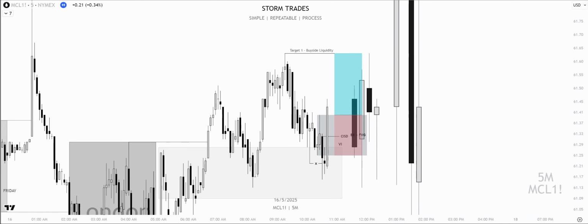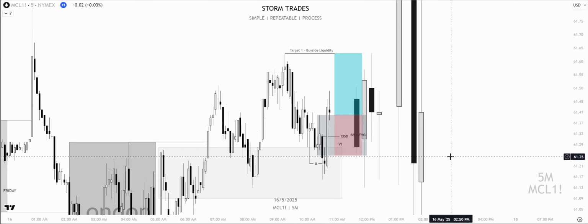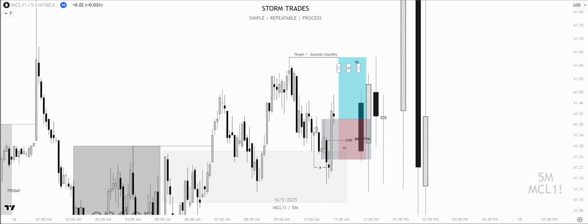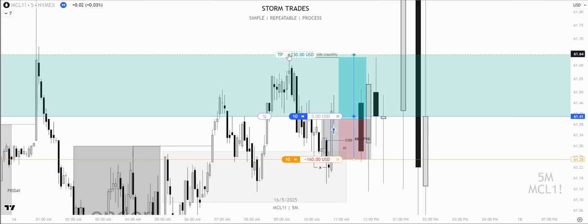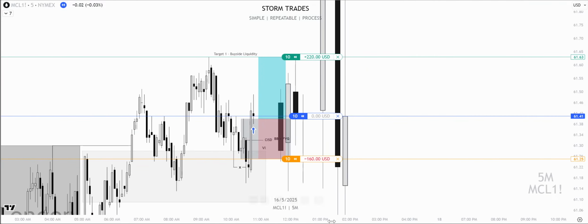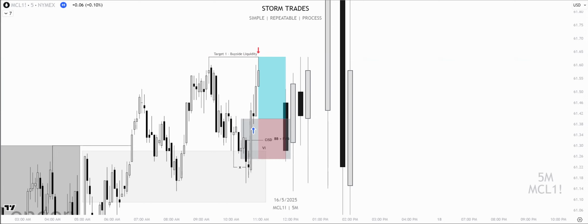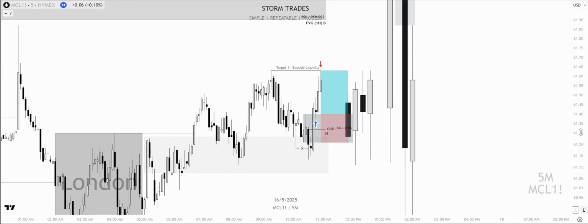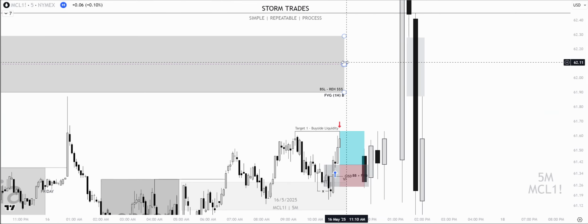Now I'm going to get in on the candle close here where we've now established a unicorn, and this is where I entered. Stop loss at the bottom of the breaker. I took take profit actually right here at the target one, and let's play. This moved quick, so there's trade number one.